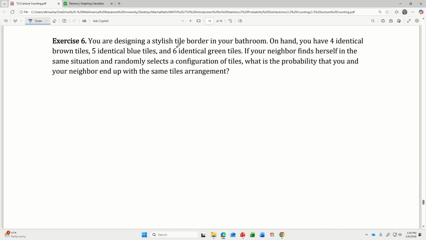You are designing a stylish tile border in your bathroom. Oh my gosh, this looks very familiar. The difference in this problem is, if your neighbor finds herself in the same situation and randomly selects a configuration of tiles, what is the probability that you and your neighbor end up with the same tile arrangement? Does anybody want to take a guess?